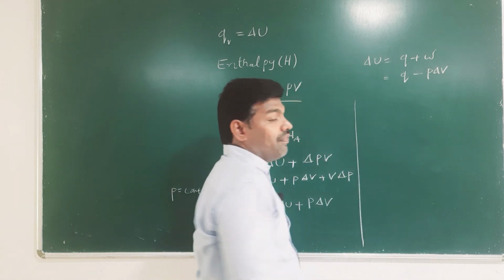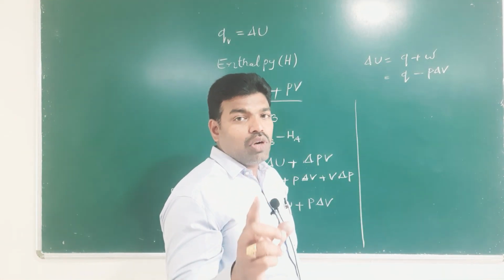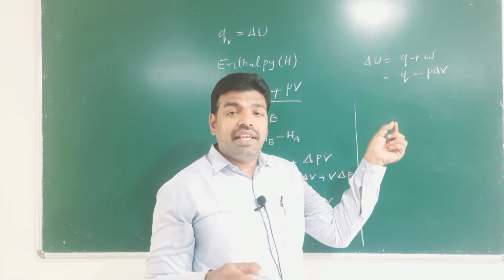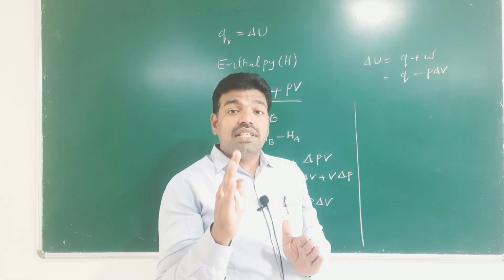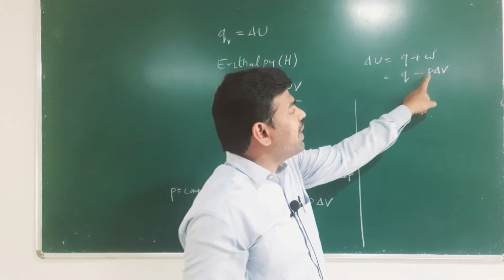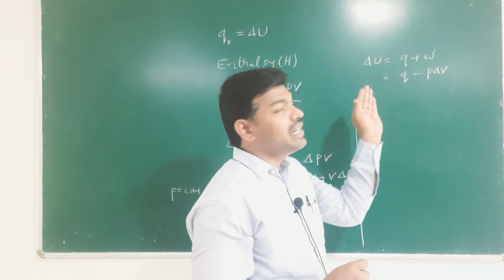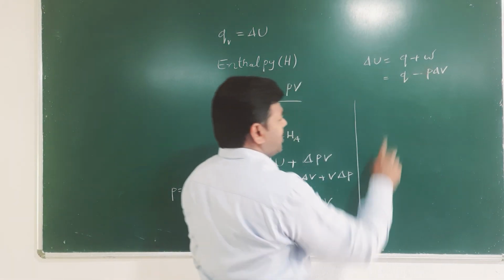Already I told you, in the entire thermodynamics, W is work, and that work is pressure-volume work. If that work is done by the system, then we can write minus P delta V. If work is done on the system, we can write plus P delta V. So we can write delta U as Q minus P delta V.